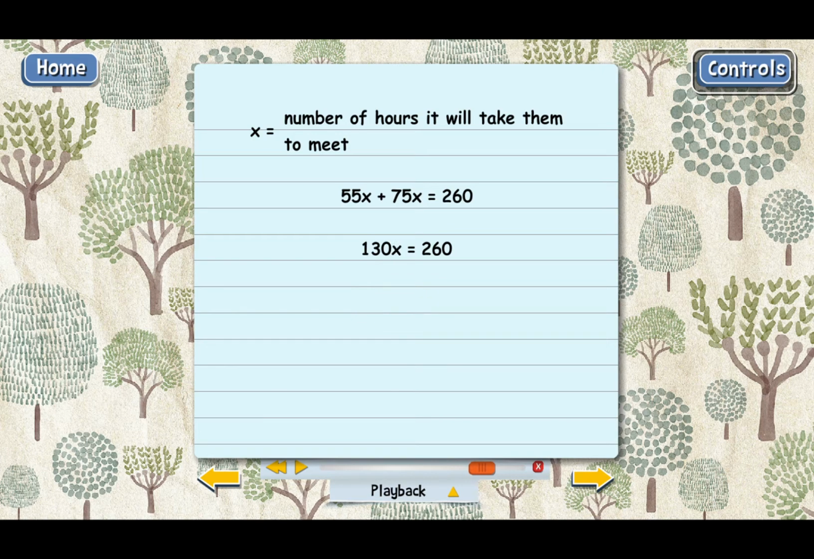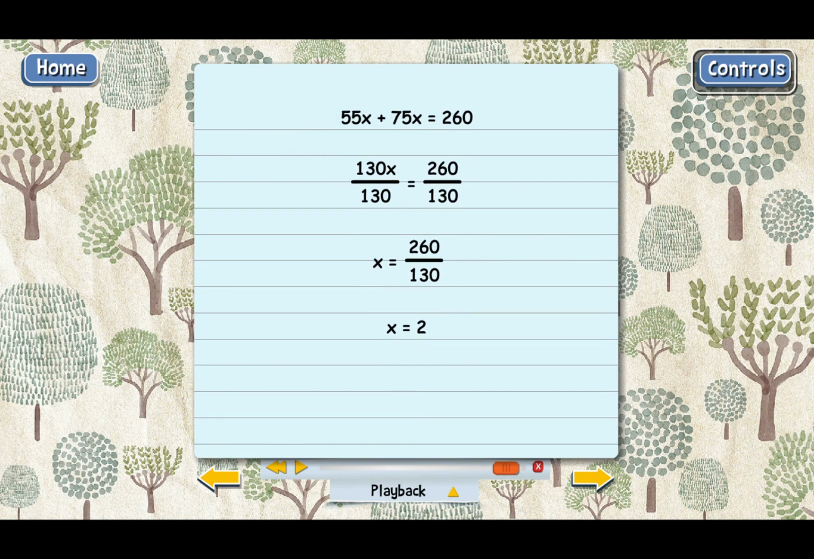Excellent. And now we have an equation with just one operation, multiplication, and we can undo it by dividing. Go ahead and put in the number we need to divide both sides by. Good job. Now put in what the left side should equal. Perfect. Then the last step is 260 divided by 130. I'll do this one for you. Actually, it turns out to be just 2. And so the answer to our problem is x equals 2, which means it'll take 2 hours for Hal and Larry to meet.